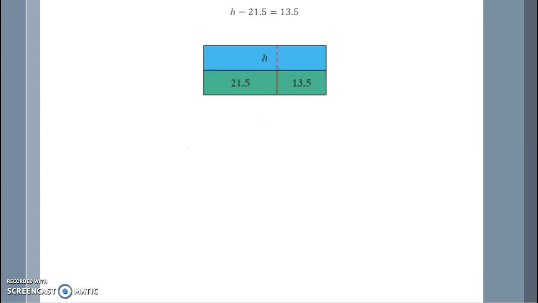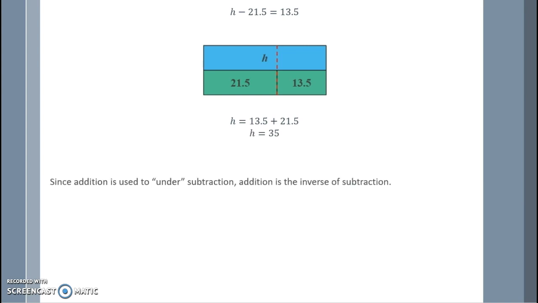H minus 21 5/10 equals 13 5/10. So that dotted line represents the subtraction piece. Starting from the whole piece, we're going to take away the 21 5/10. We can add those 2 pieces together such that H is equal to 35. So since addition is used to undo subtraction, addition is the inverse of subtraction. So addition has the inverse of subtraction, and subtraction has the inverse of addition.